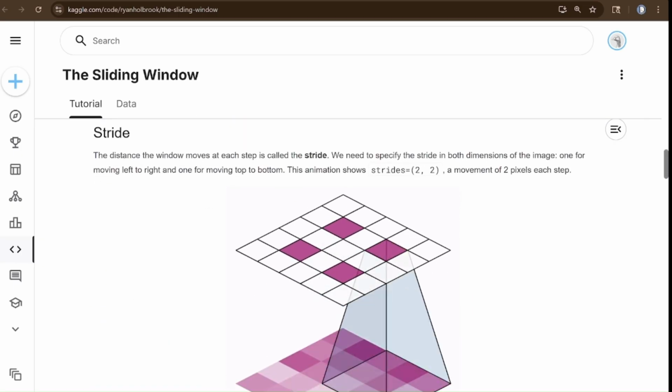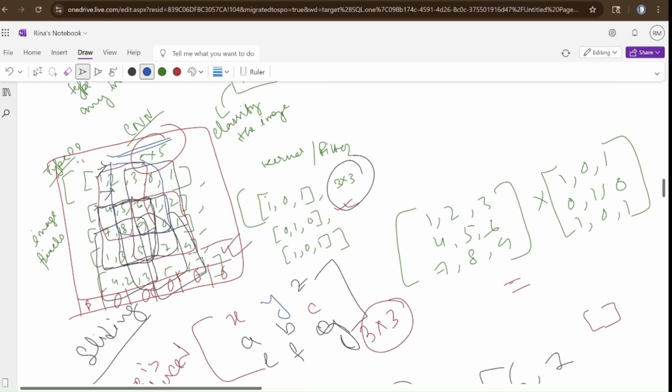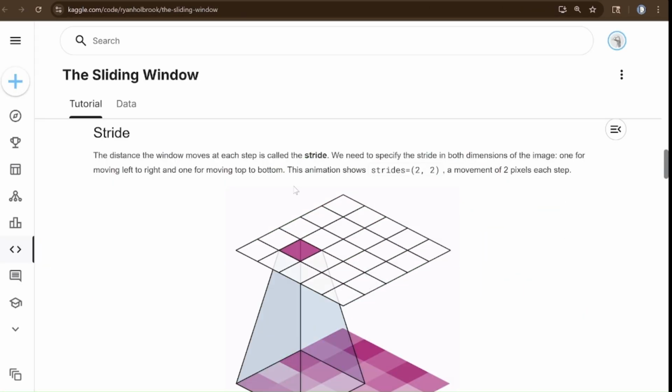Now see, what is stride? The distance the window moves at each step is called the stride. We have already understood. We need to specify the stride in both dimensions of the image. One for moving left to right, one for moving top to bottom. One is for how you are going this side, so you have to maintain, let's say, by 1 position. Now you have to tell how it will go downside. So that also, let's say, 1 position. So in stride you have to tell two things, left to right and top to bottom.